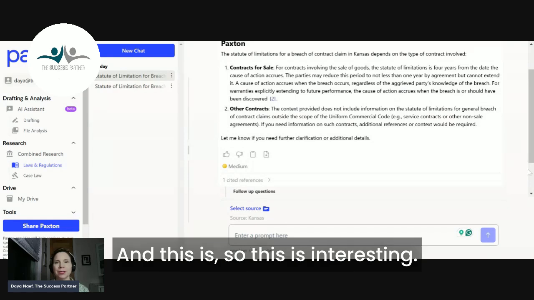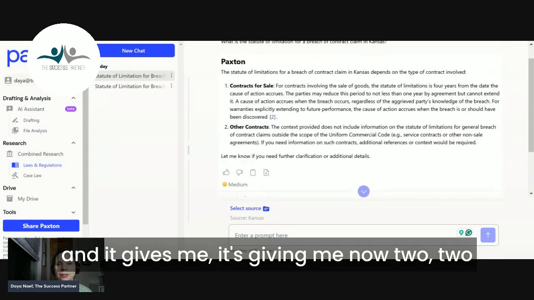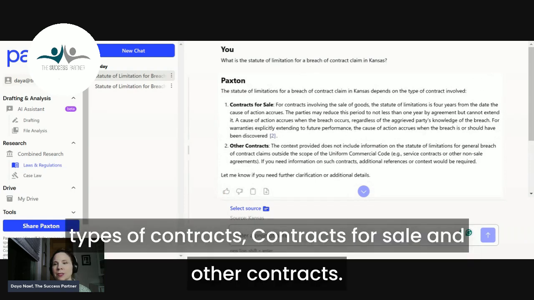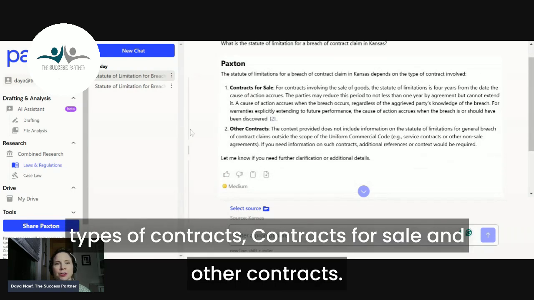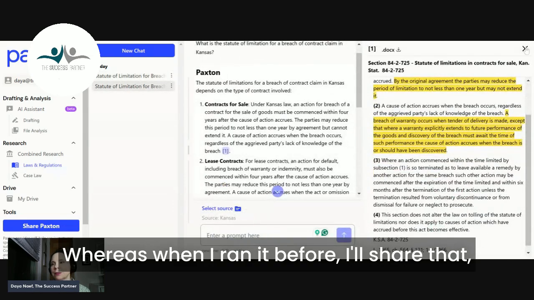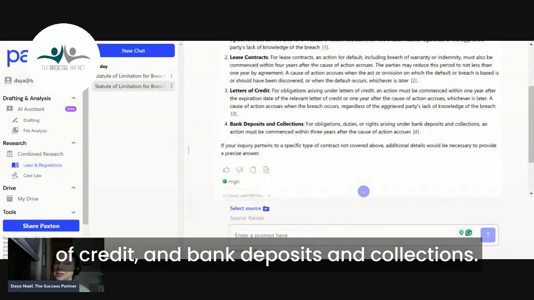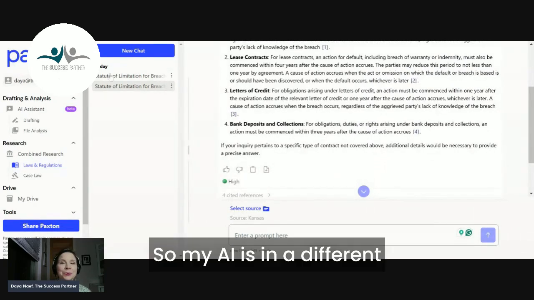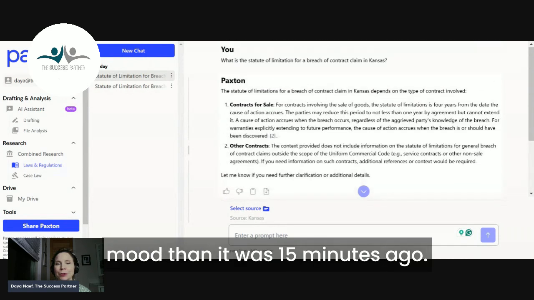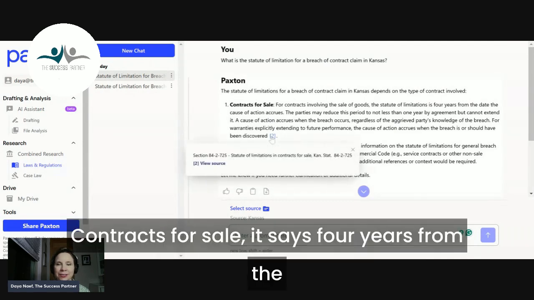So here we go. And this is interesting. So I ran this one just a few minutes ago, and it's giving me now two types of contracts for sale and other contracts. Whereas when I ran it before, I'll share that, it gave me contracts for sale, lease contracts, letters of credit, and bank deposits and collections. So my AI is in a different mood than it was 15 minutes ago. But here, let's just go with contracts for sale.